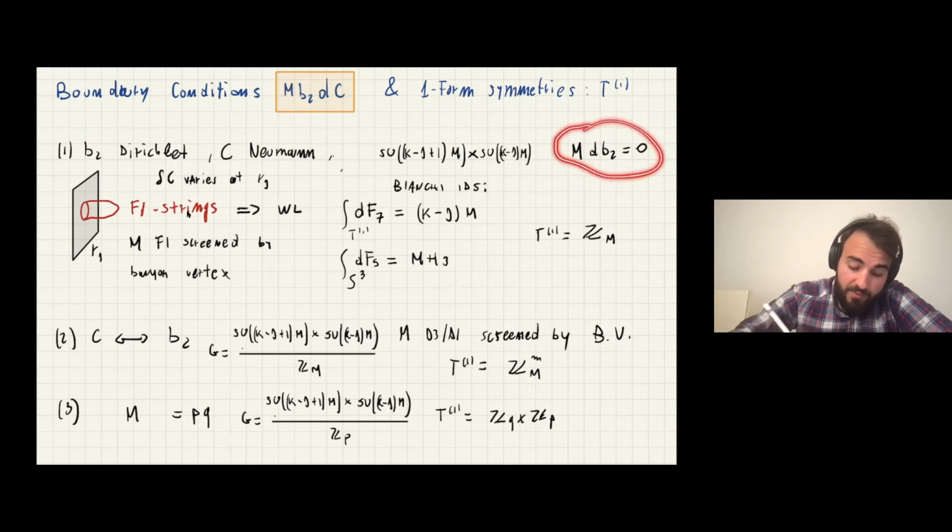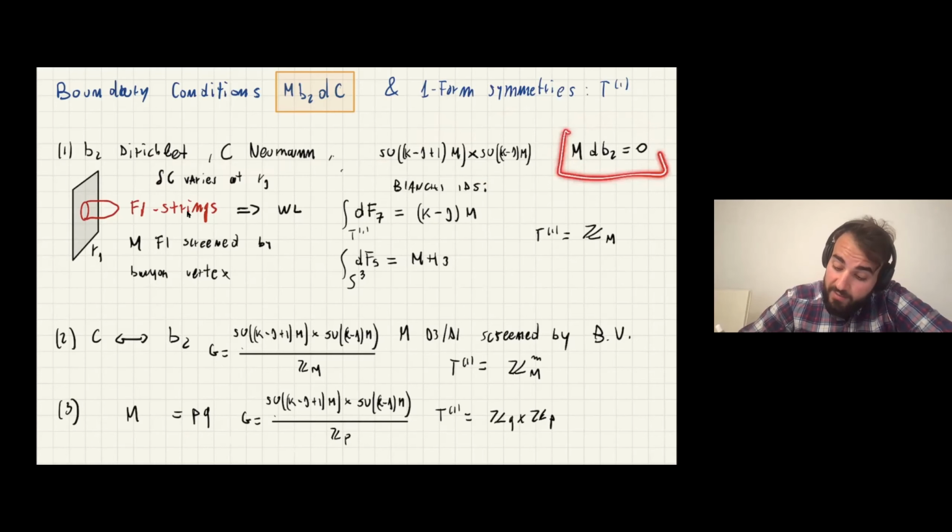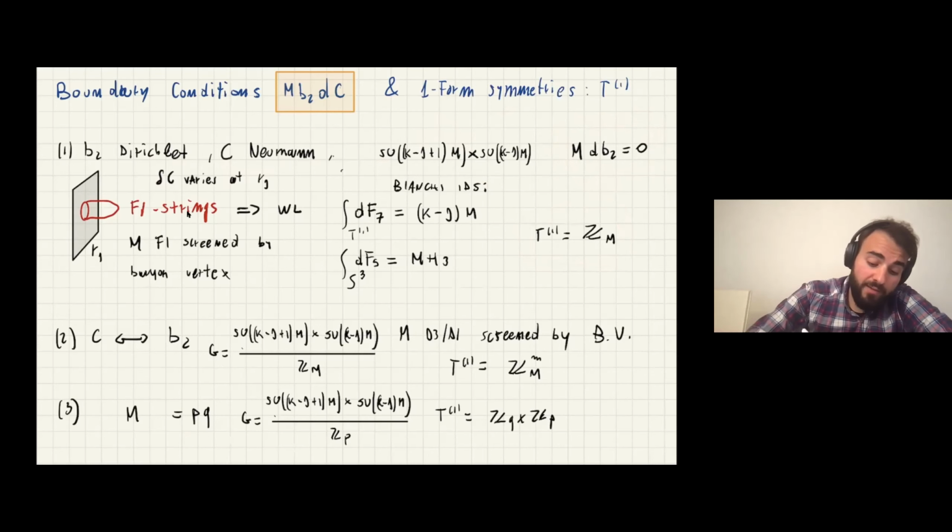Moreover, the condition that we get from the variation for this boundary condition is that M dB2 must be equal to zero. We see that B2 now basically defines a Z_M valued field, which is related to the one-form symmetry being Z_M.